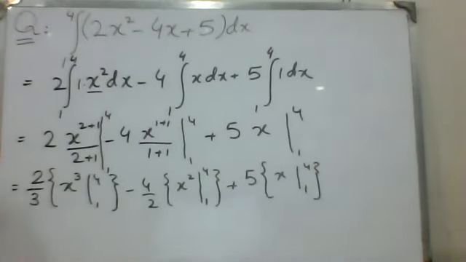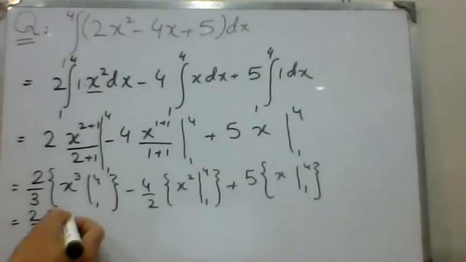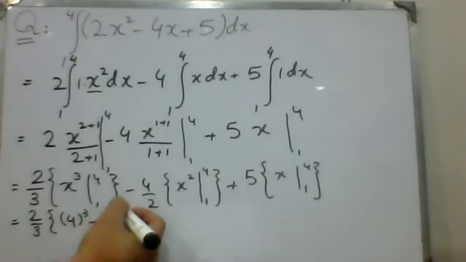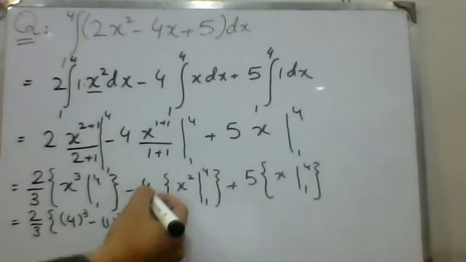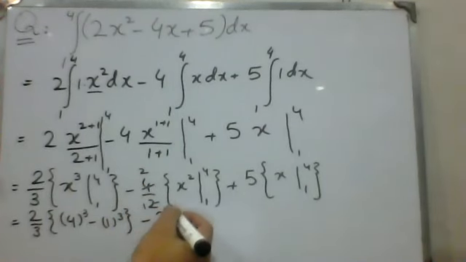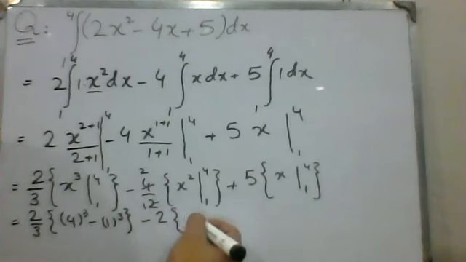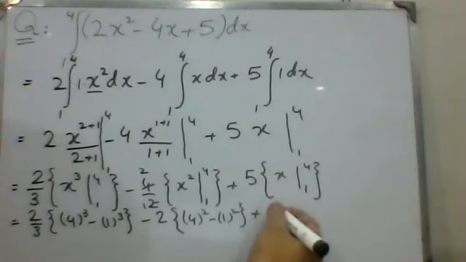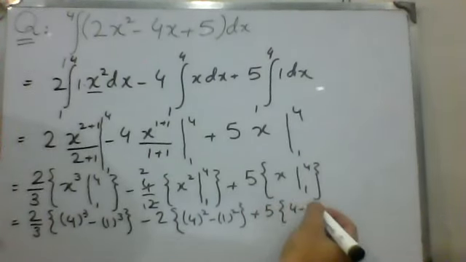So we put the limit, that is the definite integral. In a definite integral we cannot write the constant c. We put the limit because it's a closed domain. 2 by 3. Here, first we put 4 in the place of x. So we put 4 power 3 minus 1 power 3. Then the bracket is closed. Minus 2, and we put 4 square minus 1 square, bracket close, plus 5 and put 4 minus 1.